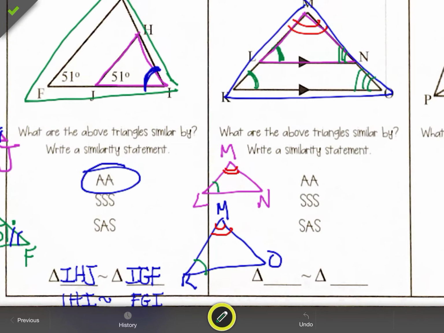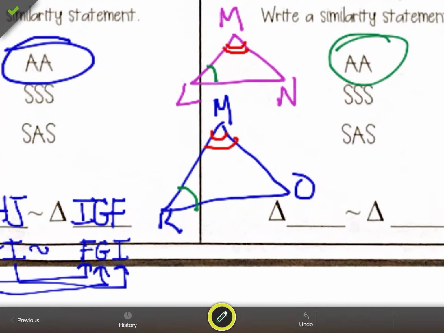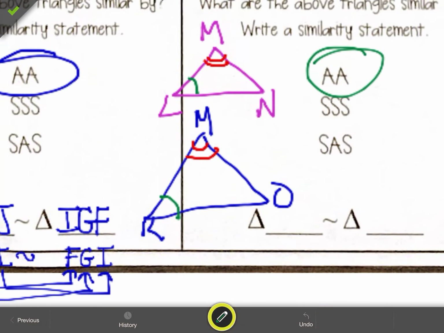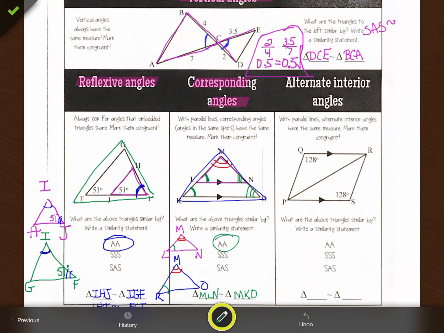But you don't need all three. You just need to look: one pair of congruent angles, two pair of congruent angles. They are similar by angle, angle. Write your statement. Triangle, little triangle MLN, similar to MKO. Again, you may have a different variation. Just make sure that your M matches up with M, L matches up with K, and N matches up with O.